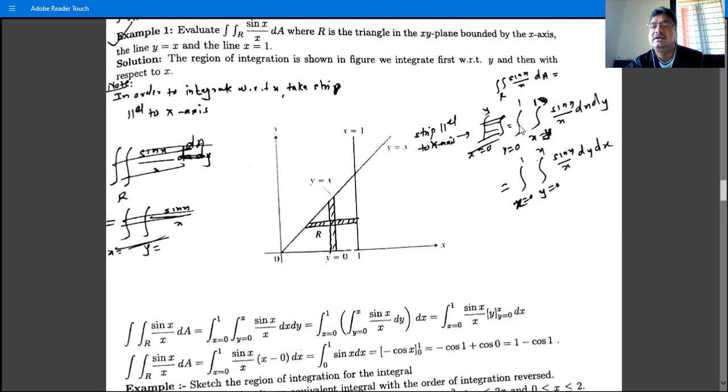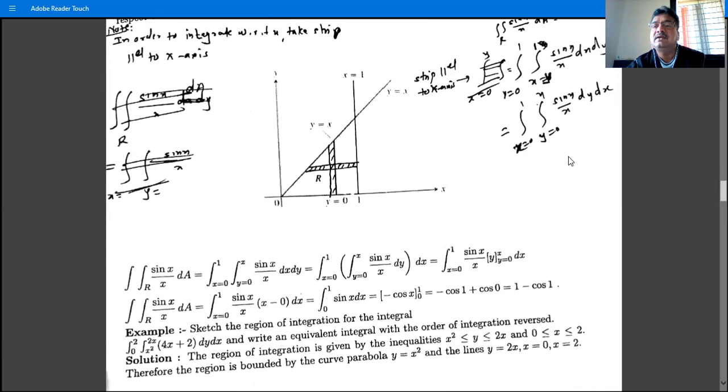This is the integration with respect to x first. So y runs from 0 to 1, x runs from y to 1. And in order to integrate with respect to y first, these are the limits: y runs from 0 to x and x runs from 0 to 1. Okay, so this is the change of integration.